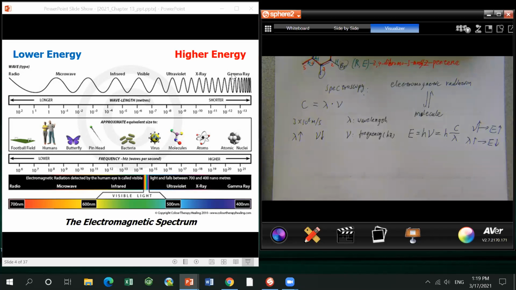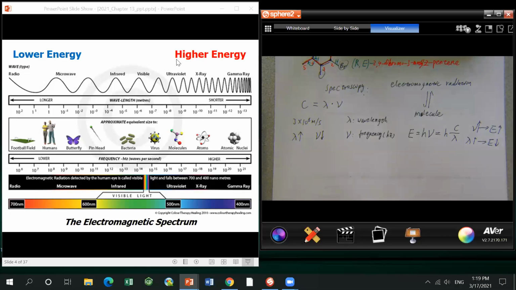And then the next one is the X-ray. The wavelength is about 10 to the minus 10, close to the size of an atom, and also very high energy. That's why when we go to the hospital, the doctor takes an X-ray image for you. The very high energy can pass through your skin and tissues.